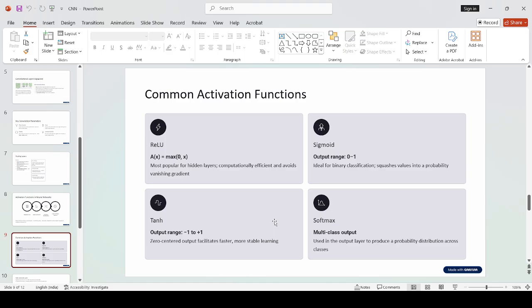The second is sigmoid. Its output ranges between 0 and 1, making it useful for binary classification. The third is tanh. Its output ranges from -1 to +1, and its zero-centered output can help learning in some situations. Finally, we have the softmax function. Softmax is commonly used in the output layer for multiclass classification because it produces a probability distribution across the different classes. Therefore, the choice of activation function depends on where the function is being used and what type of problem the network is solving.